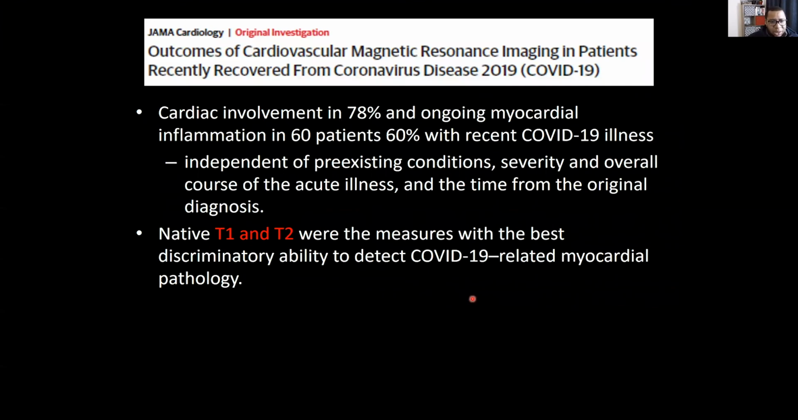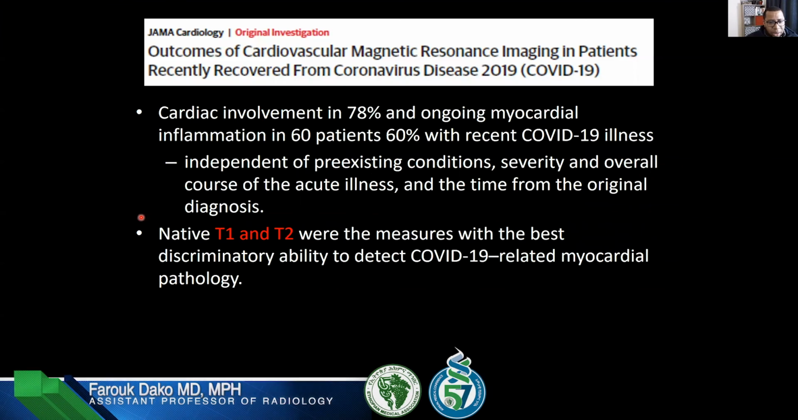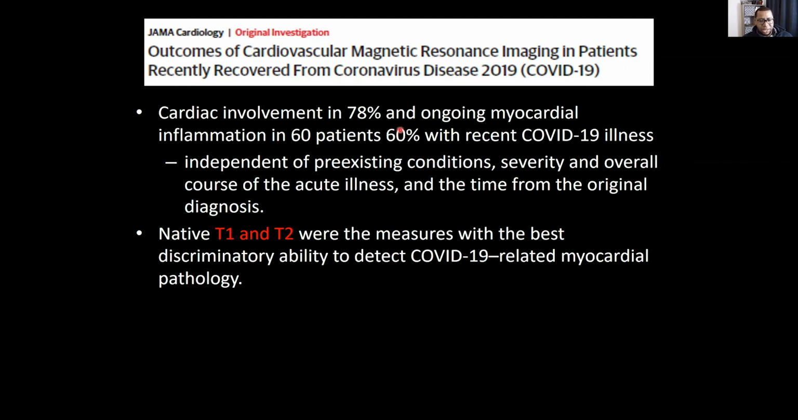So switching gears a bit, let's talk about the heart. So cardiac involvement in this study from JAMA Cardiology was seen in almost 80% of patients with recent COVID-19 illness. And ongoing myocardial inflammation was seen in 60% of these patients. So it was 100 patients total. So 60 of them, which is 60%, showed myocardial inflammation with recent COVID-19 illness. Independent of pre-existing conditions, severity, overall course of acute illness, and the time from original diagnosis.